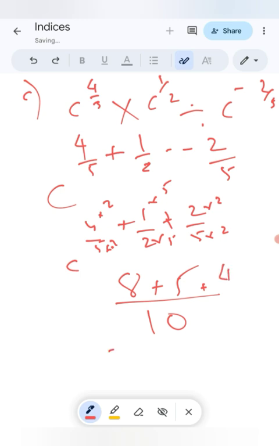Okay. So now 8 plus 5, it's going to be your 13, right? And 13 plus 4 is going to be your 17 upon 10. So the final answer is going to be C raised to the power 17 upon 10. Okay.